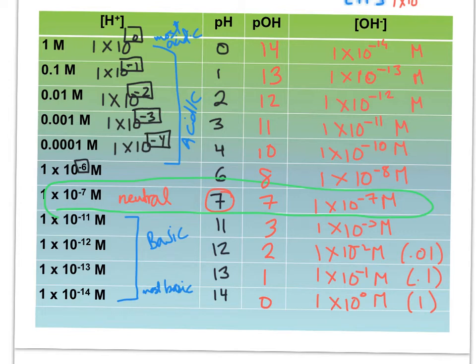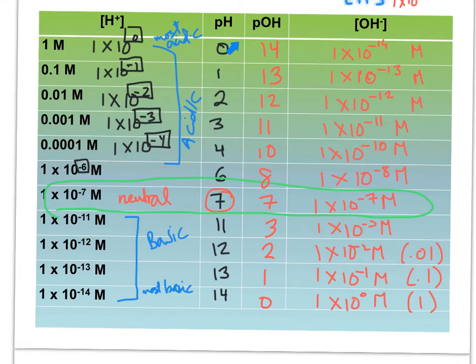Notice that the pOH is the opposite of the pH, right? The lower the pH, the higher the pOH. The higher the pH, the lower the pOH. Notice also that when it's neutral, both of them are 7. So an acidic solution has a low pH and a high pOH. A basic solution has a high pH and a low pOH. A neutral solution has both of them equal to 7.